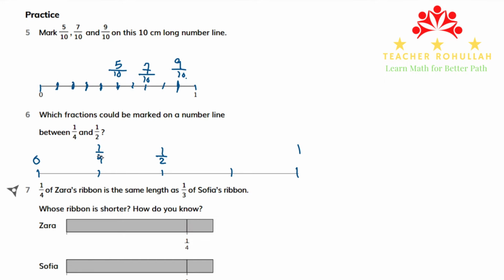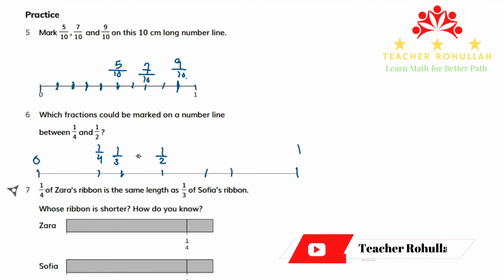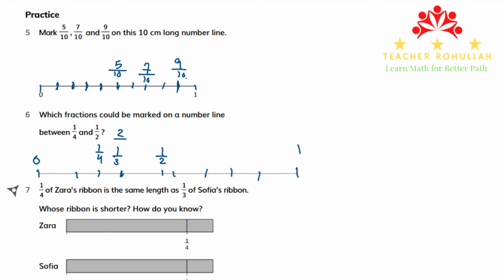It is asking us which fractions can be between 1/2 and 1/4. One of the fractions that can be between these two is 1/3. If we, for example, cut this number line into 3 equal parts, 1/3 will be here. And if we cut this number line into 6 equal parts, then 2/6 will also be here, which is equivalent to 1/3.